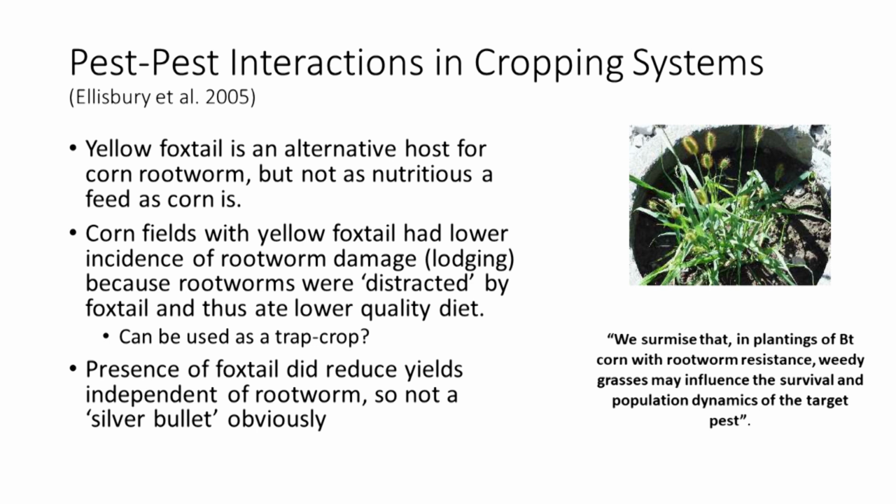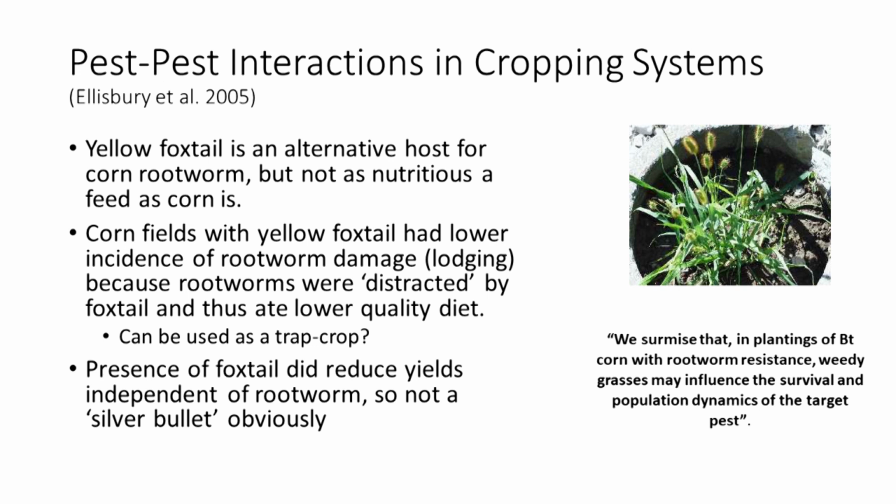And they figured out it was because yellow foxtail is an alternative host to corn rootworm, those weeds distracted the corn rootworm. Instead of feeding on the more nutritious corn plant, they fed on the yellow foxtail, and they were not as vigorous when they emerged. They weren't as powerful, and they couldn't cause as much damage because they ate that lower quality diet. So in this case, yellow foxtail was almost acting as a trap crop by distracting the corn rootworm.